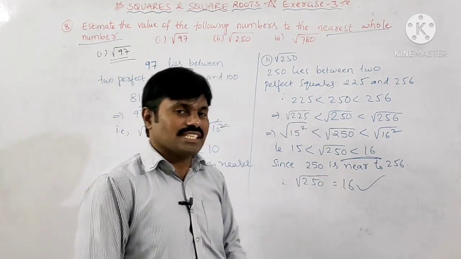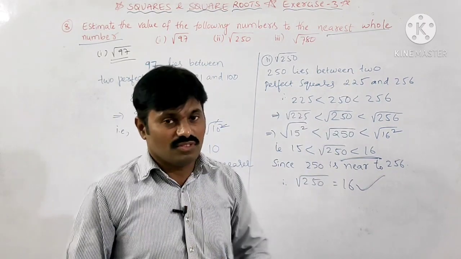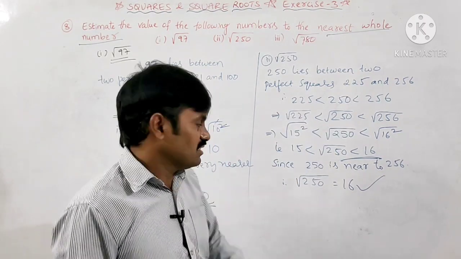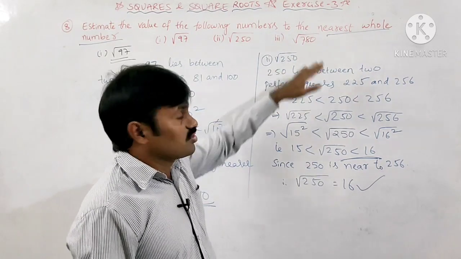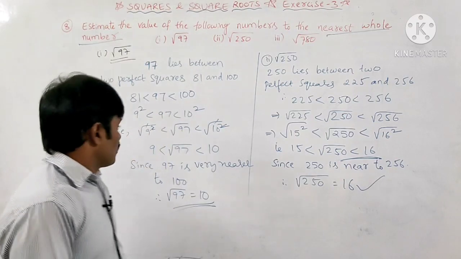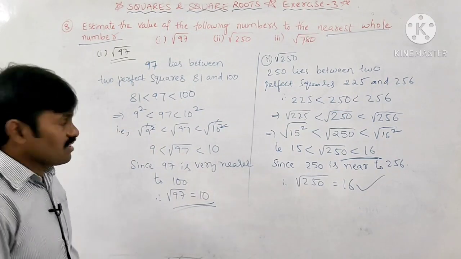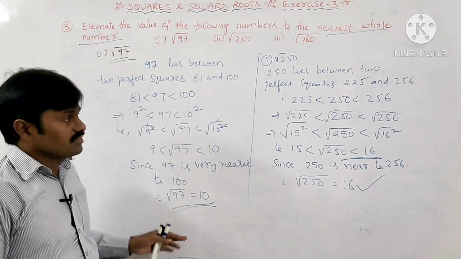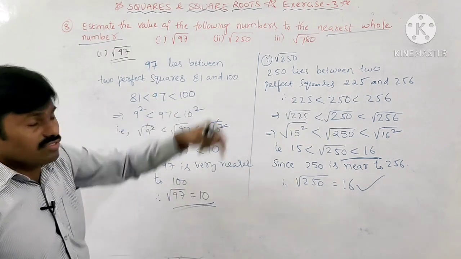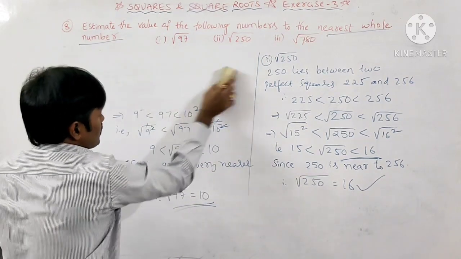So like this you have to estimate the square roots of non-perfect squares. This is called the estimation method. The same will be in cube roots also. We will discuss that in the next video. So now the third problem. Please, if you want to take a screenshot or write it down, pause and write it down. Then I will explain. The third one is square root of 780.